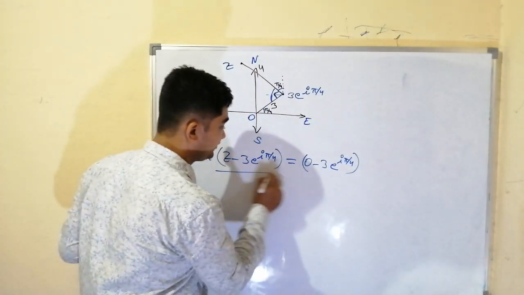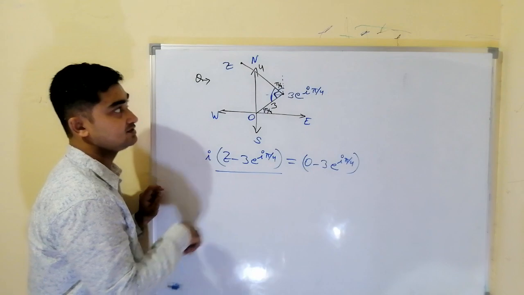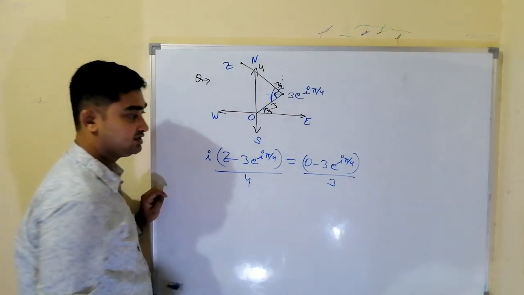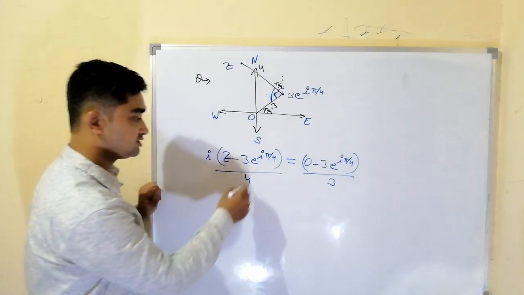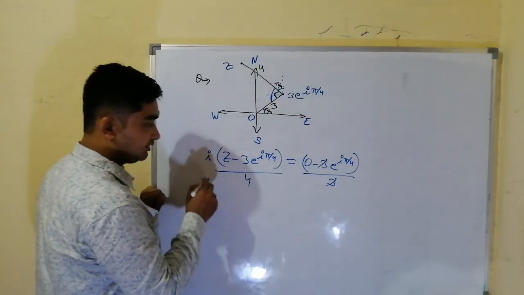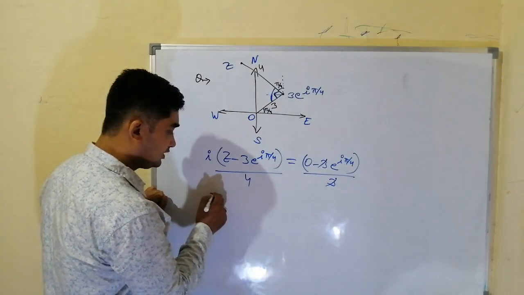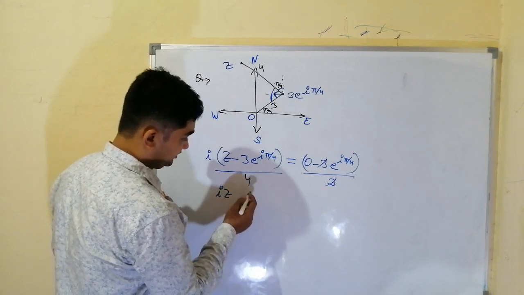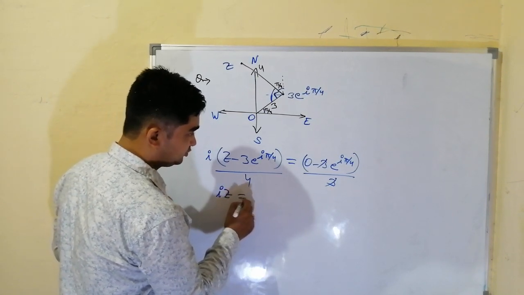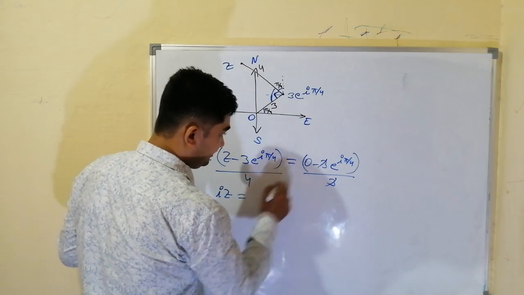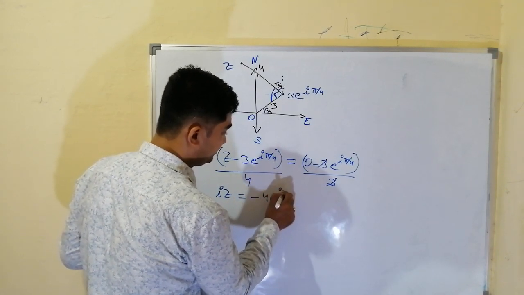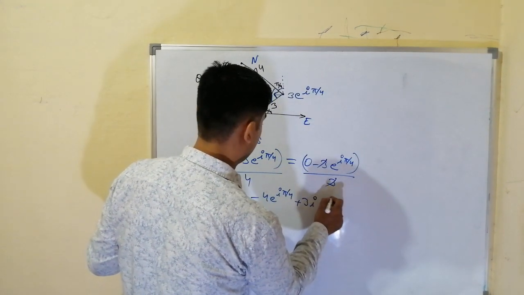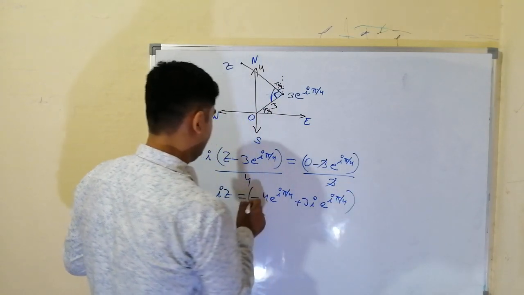But the modulus is different on both sides, so we have to divide by the modulus. What is the modulus of this? 4. What is the modulus of this? 3. Now on both sides the modulus is 1, so we can equate. Cancel 3 with 3. Then we will have iota z equal to minus 4 e power iota pi by 4, plus 3i e power iota pi by 4.